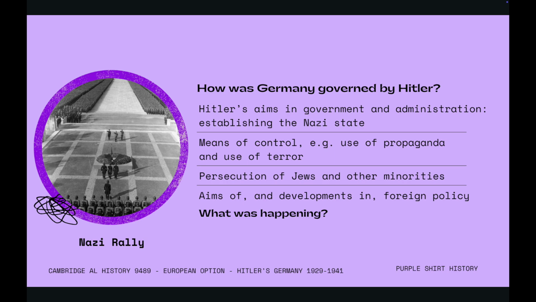Goebbels is such a key figure in the Nazi regime. He's one of the most important people in the Nazi regime for sure. You need to know him and his Ministry of Enlightenment.